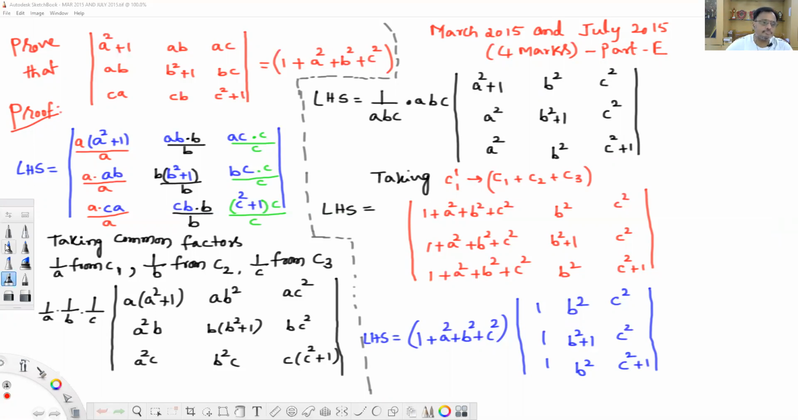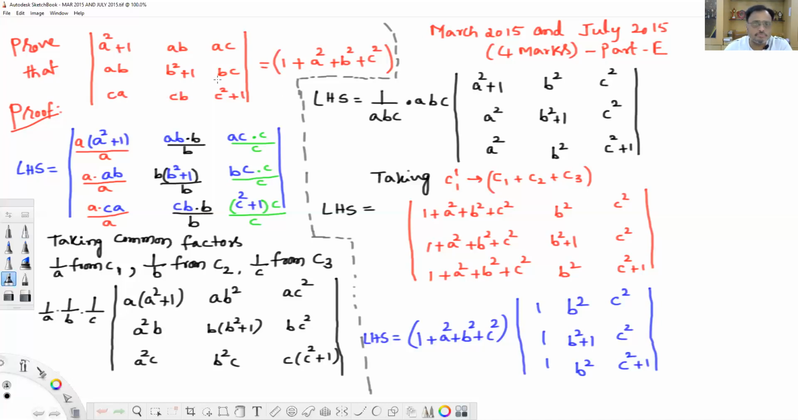So dear students, now the question is: prove that, I'm going to read row wise, the determinant with rows A square plus 1, AB, AC; AB, B square plus 1, BC; CA, CB, C square plus 1 is equal to 1 plus A square plus B square plus C square.